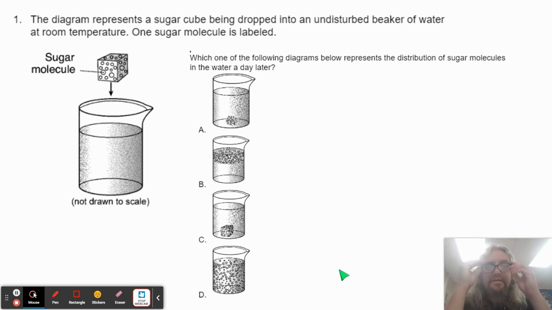Number one, the diagram represents a sugar cube being dropped into an undisturbed beaker of water at room temperature. One sugar molecule is labeled. Which one of the following diagrams best represents the distribution of sugar molecules in the water 1 day later? A, B, C, D.